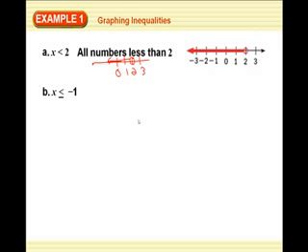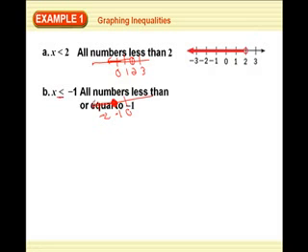So x is less than or equal to -1. So again, you go 0, -1, -2. You circle it. Now when it says it's equal to, you color it in. If it's not equal to, you leave it an open circle like we did on number 2. So less than -1, they all go that way. So you have the closed circle if it's equal to, the open circle if it's not.